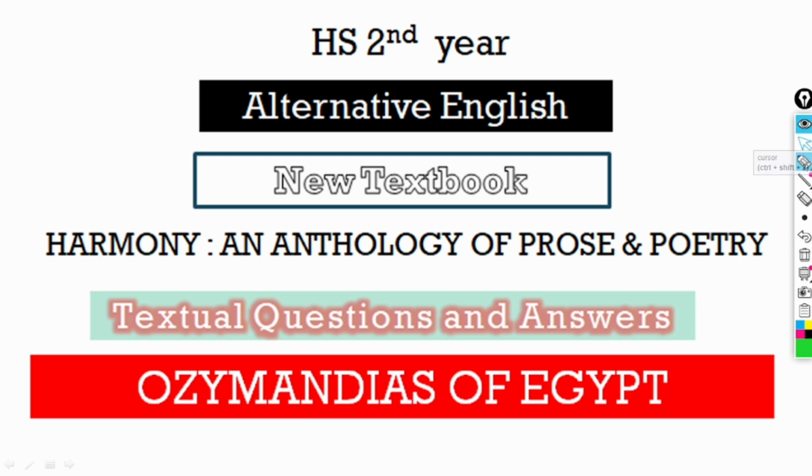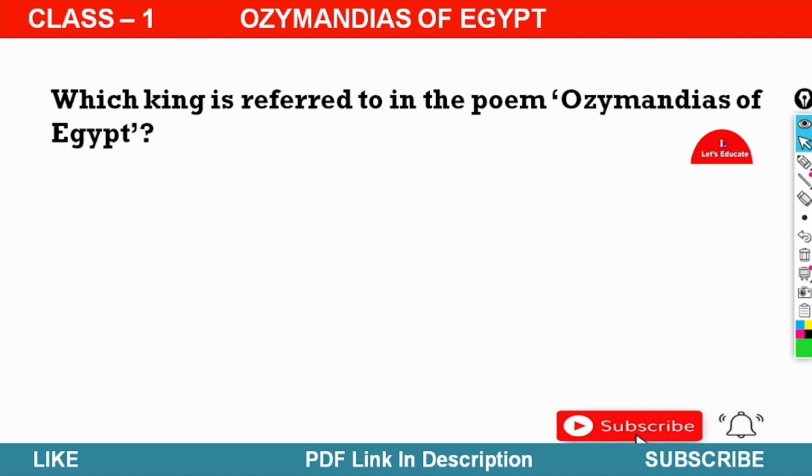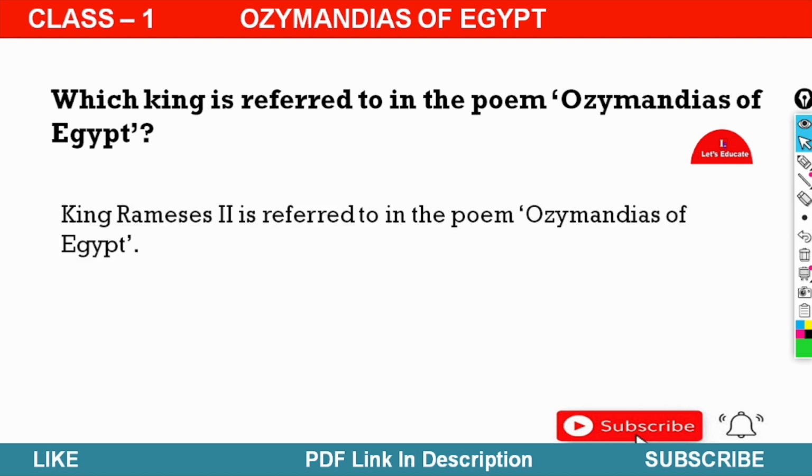So today I'll be discussing all the 1 and 2 mark textual question and answer from the poem Ozymandias of Egypt. So let's see the first question. Which king is referred to in the poem Ozymandias of Egypt? Answer will be King Ramses II is referred to in the poem Ozymandias of Egypt.